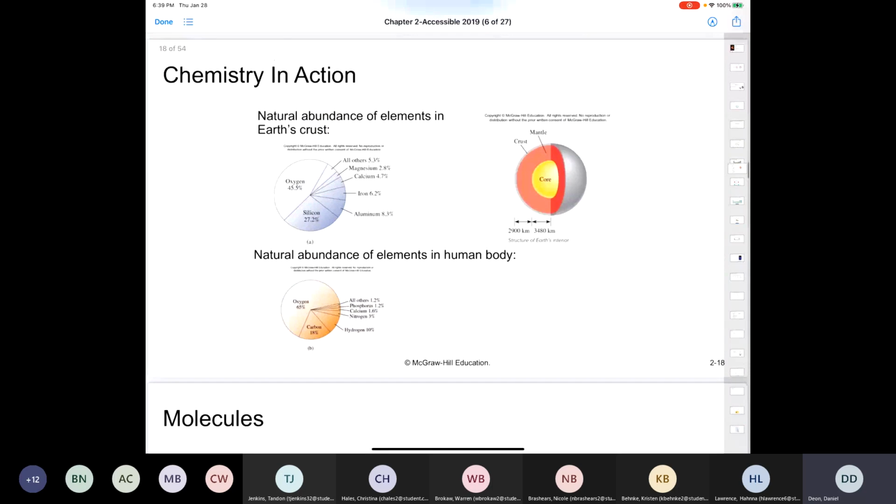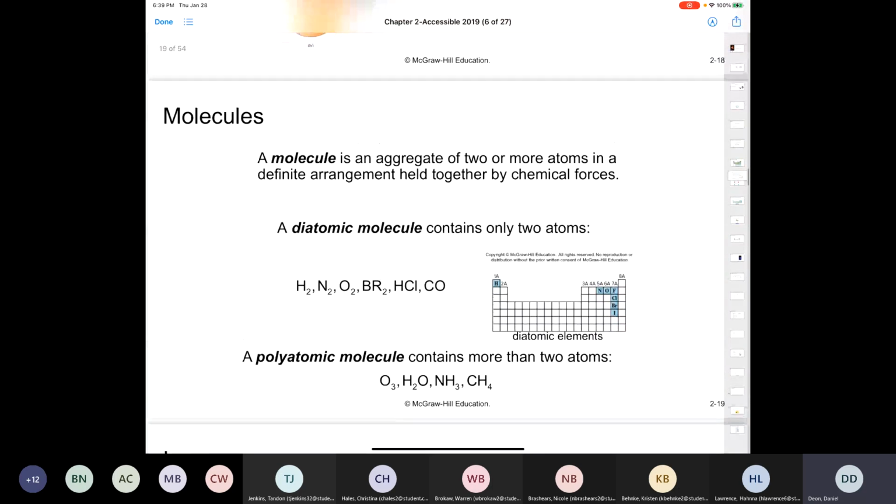Well, let's switch gears again. I'm going to skip this slide and move right on to molecules, because molecules are of paramount importance in Chemistry 111.